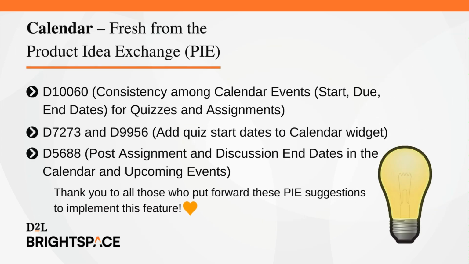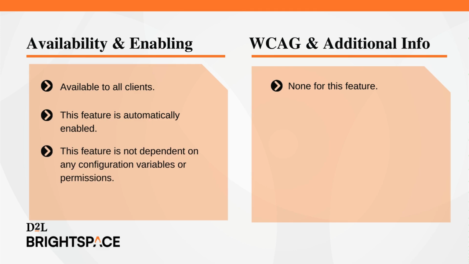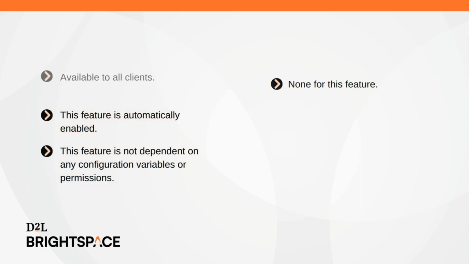The calendar feature implements the following PI items: D10060, consistency among calendar events, start, due, end dates for quizzes and assignments; D7273 and D9956, add quiz start dates to calendar widget; and D5688, post assignment and discussion end dates in the calendar and upcoming events. Thank you to all those who put forward these PI suggestions to implement this feature. The calendar feature is available to all clients and is automatically enabled. It is not dependent on any new permissions or configuration variables.